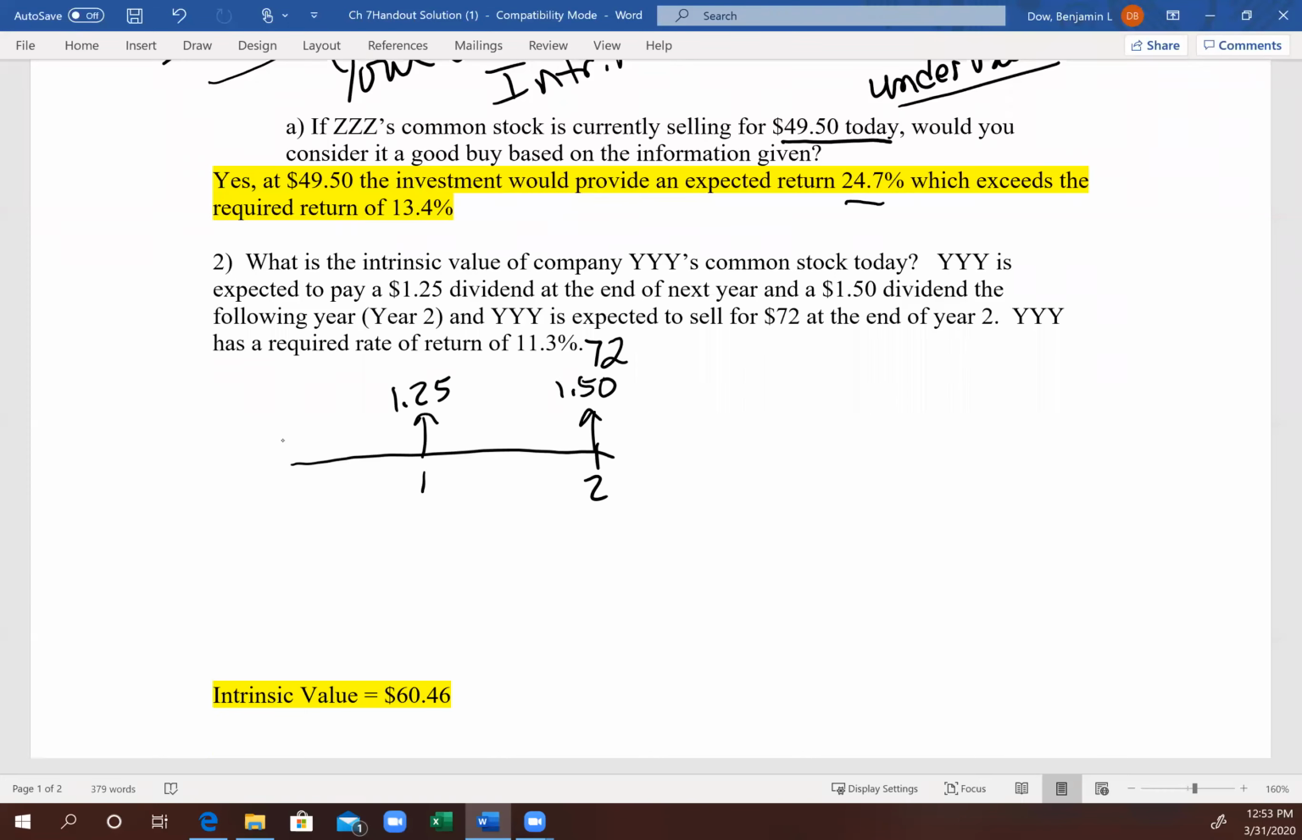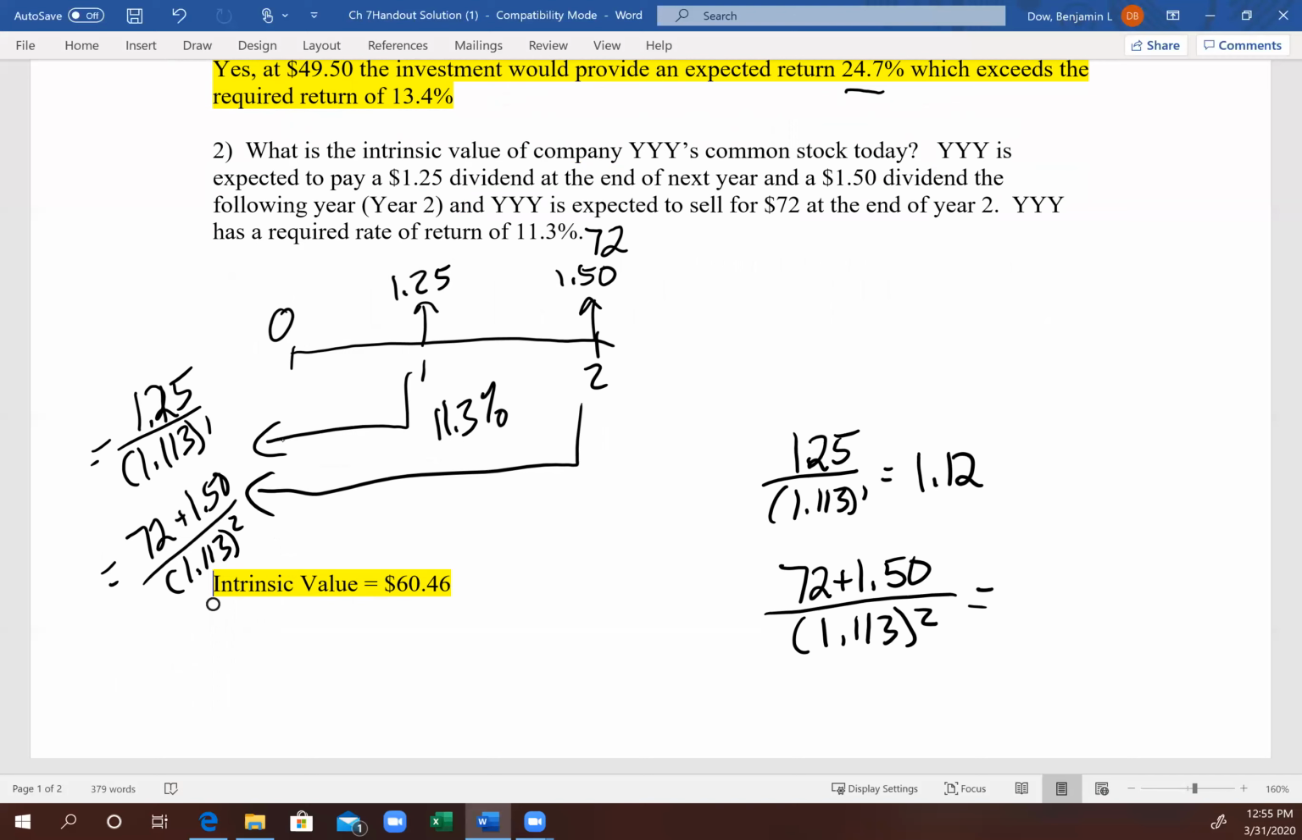And the $72 selling price plus the $1.50, it's $73.50, but it's 2 years away. So the present value of $73.50, 2 years away, is worth $59.33. And if you add up both of those together, you end up with 60.45. I got 60.45, but it may just be a rounding. Okay.